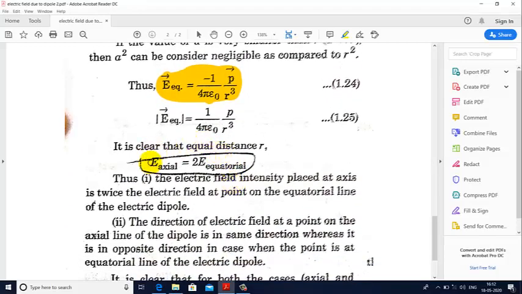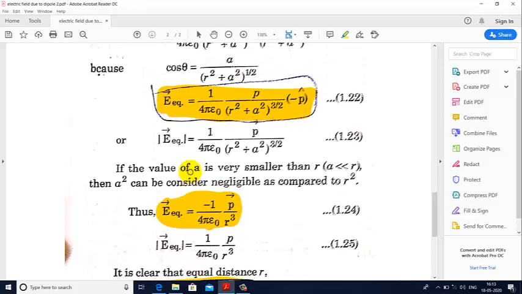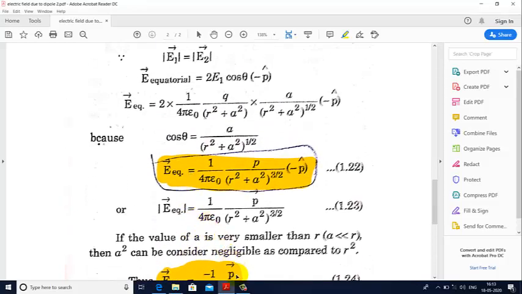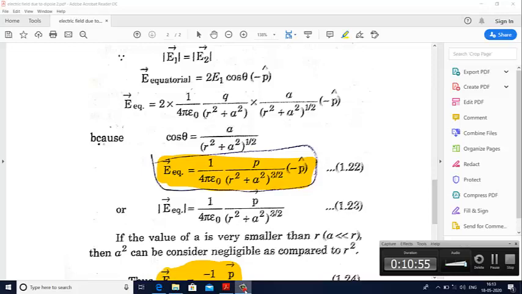Okay, there is another relation which we can get: E axial is equal to 2 into E equatorial. Okay, see the formula for E axial and you can check whether this relation is correct or not. Okay, so this was the formula for the electric field at a point on the equatorial line of an electric dipole.